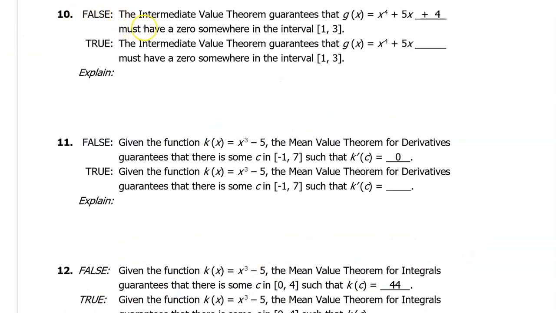Number 10, here is the false statement. The intermediate value theorem guarantees that g of x, which equals x to the 4th power plus 5x plus 4, must have a 0 somewhere in the closed interval from 1 to 3.